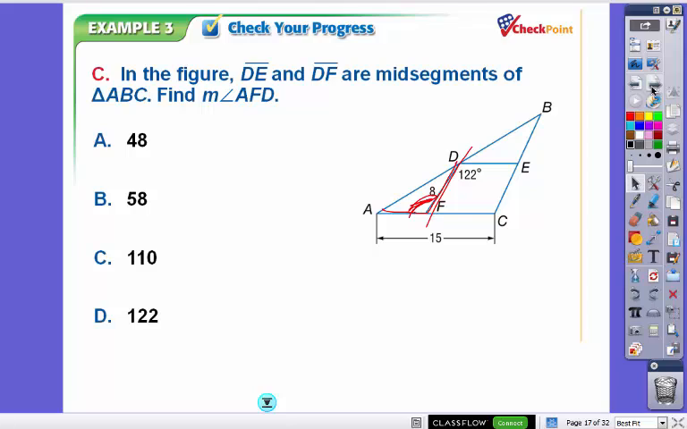How about this here? They give you that 122. How are you going to figure out the angle over here, the AFD angle? Pause now. Yep, they're just the same. They're 122 degrees.